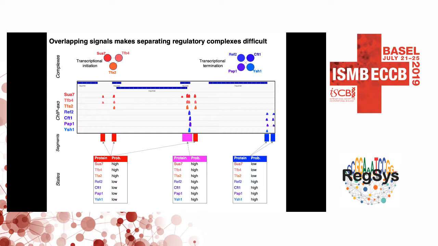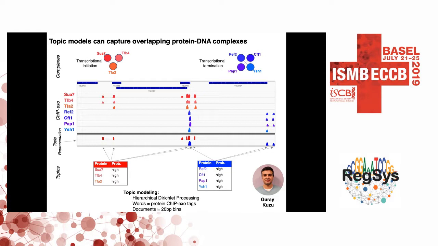In our analogy here, and this is work that Gurkan is doing in my lab, our documents are short windows on the genome. The words for the documents are protein ChIP-exo reads. And so we're modeling different topics that we're interpreting as being potential complexes or subcomplexes within this data, okay? And this, we find, turns out to model the data better, at least in terms of interpretability about complexes and subcomplexes, than hard clustering based methods would.